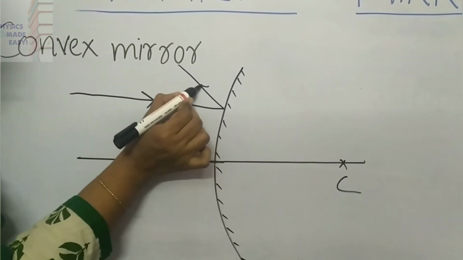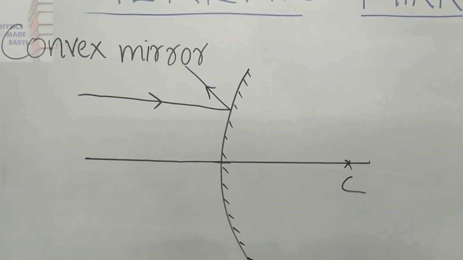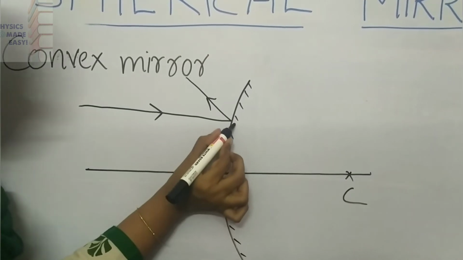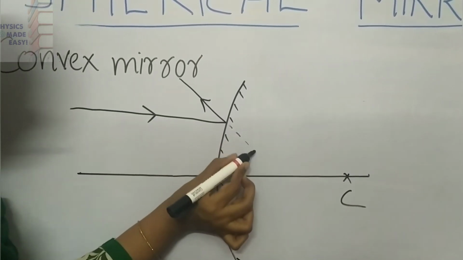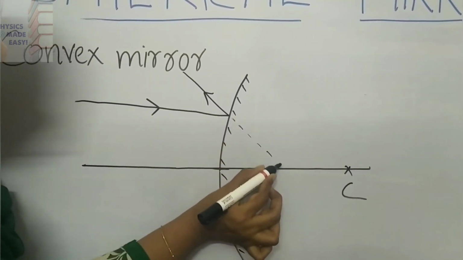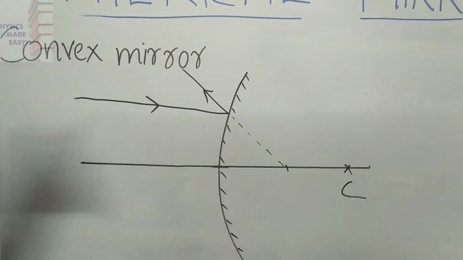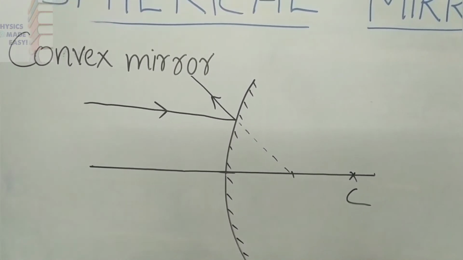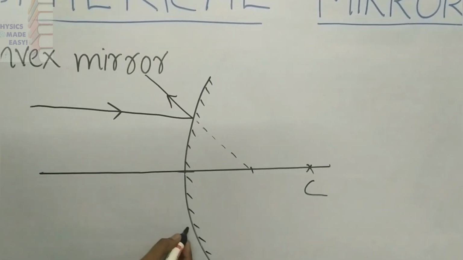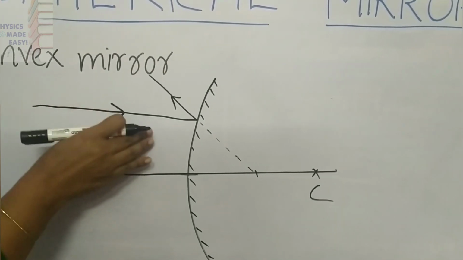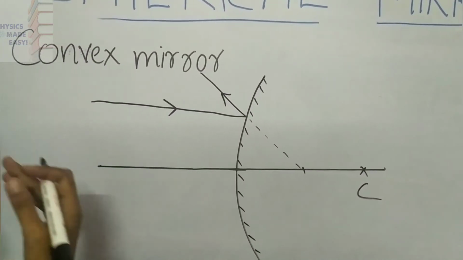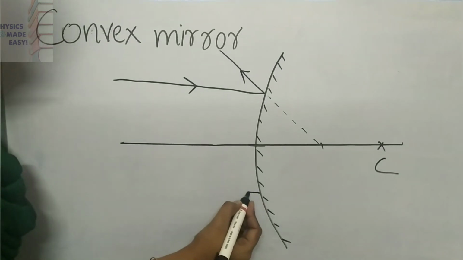The ray will reflect from the reflecting surface. If you extend this ray, you can see that it is directing towards a point on the principal axis. Like that, we can consider one more ray. By talking about this one ray, we can't say anything. That's why you have to consider one more ray.